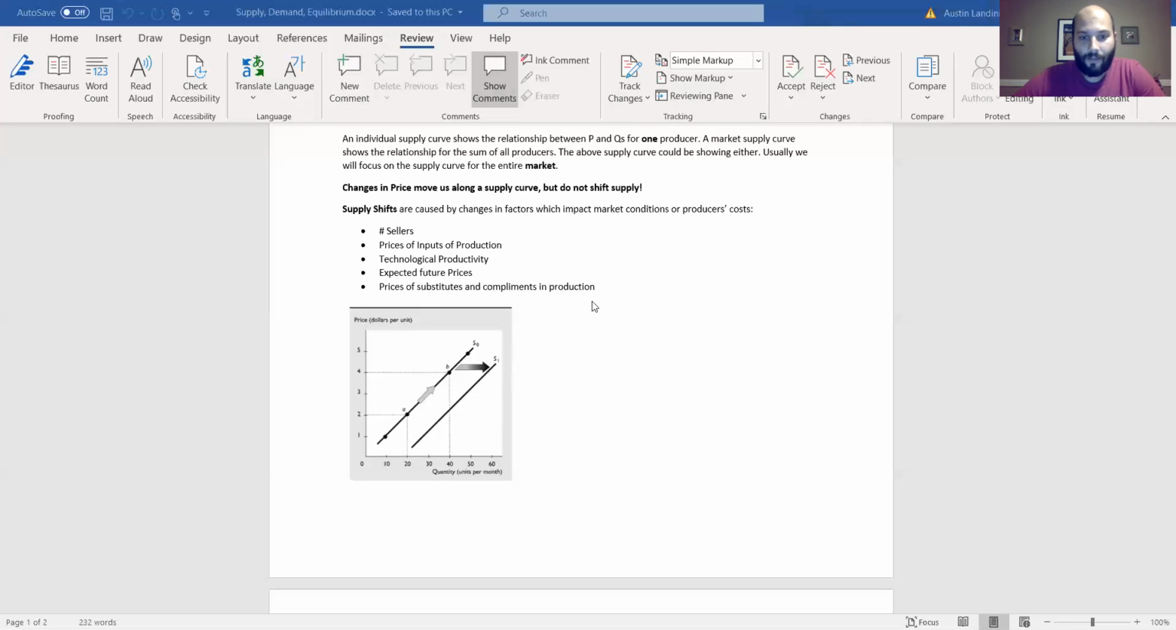Also, prices of substitutes and complements in production. Maybe I'm a farmer, I can produce corn or soy. If the price of soybeans is really low, maybe I'd rather supply corn. So we could see an increase like that.